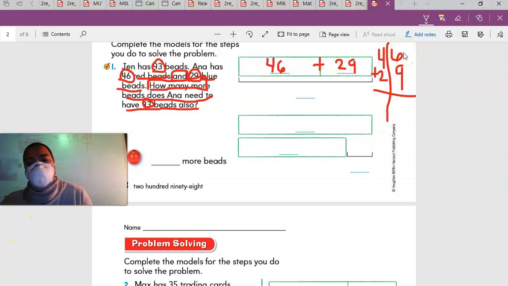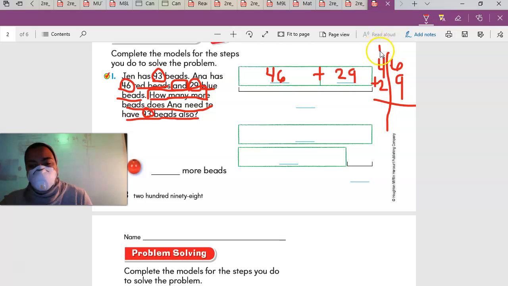Okay, once we add these numbers, 6 plus 9 is what, class? 15. 1 gets brought up to the tens place. 5 stays in the ones place. Now we have to add all 3 digits that are in the tens place. 4 plus 1 is 5, and 5 plus 2 is 7. If you said 65, your answer is wrong because you forgot to add the number you brought over. So 46 plus 29 is 75.